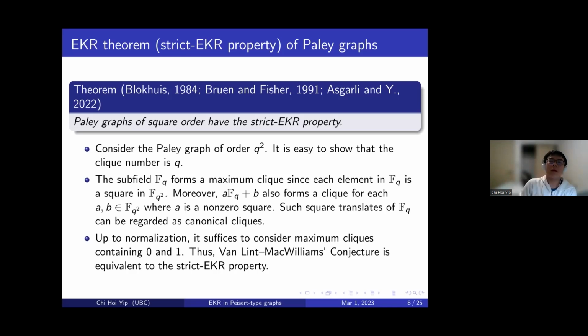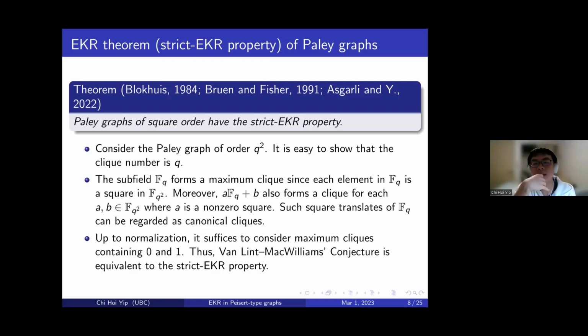Because we are working in a Paley graph, there is a lot of nice symmetry. So we can talk about the translation of the subfield. We can also talk about the dilation of the subfield. And it turned out that if we just consider those kinds of affine transformations on FQ, you can see that those square translates of FQ are also cliques.